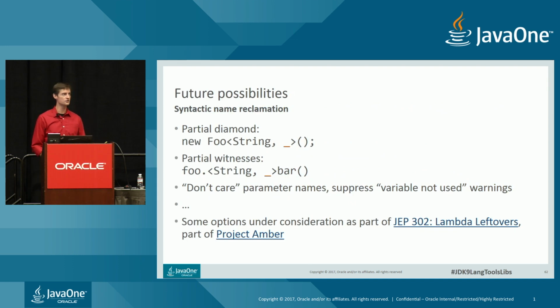So this is not our usual policy of keeping code compiling, but why are we making this change? Well, we think there's better use for the syntactic real estate of a single underscore for a variable name, and that work is being discussed in a future JEP, JEP 302 Lambda Leftovers, which is part of Project Amber, one of our ongoing projects in OpenJDK.